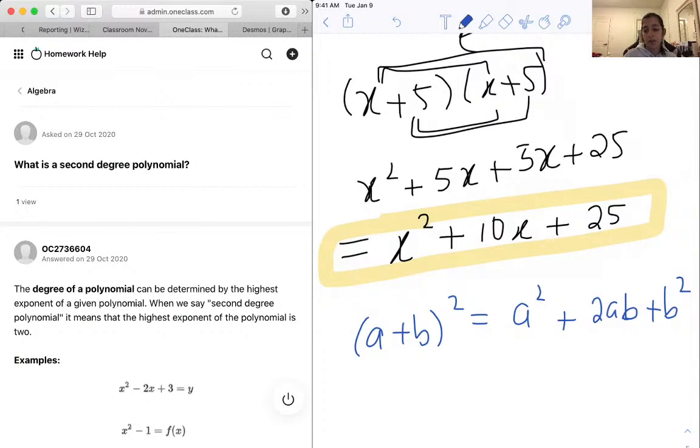Next question they ask us is, what is a second degree polynomial? So the degree of a polynomial is like the highest exponent on any of the variables in the equation.